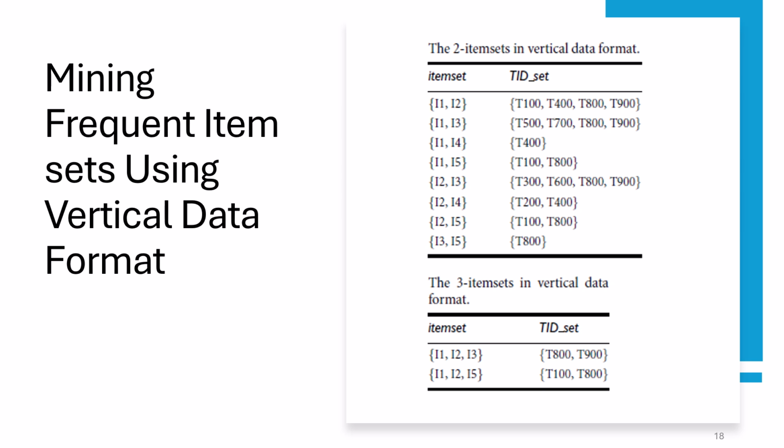Three-item sets in vertical data format are also shown below. {I1, I2, I3}: these item sets are listed in T800 and T900 transactions. Likewise, {I1, I2, I5}: these combinations are listed in T100 and T800 transactions.